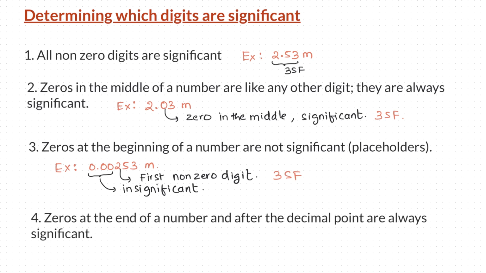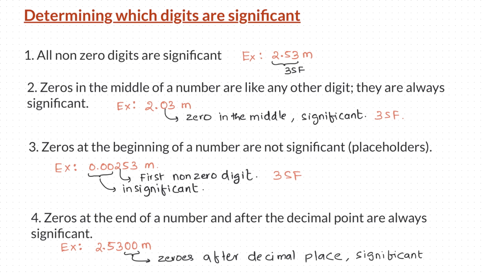Rule number 4. Zeros at the end of a number and after the decimal point are always significant. An example measurement is 2.5300 meters. There are 2 zeros at the end of the number, that is after the decimal point, so we count them as significant. The total number of significant figures here is 5.